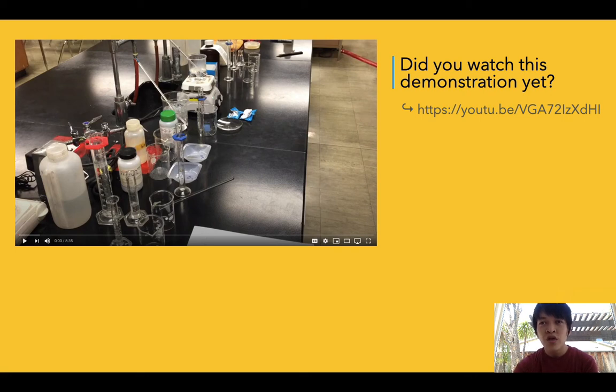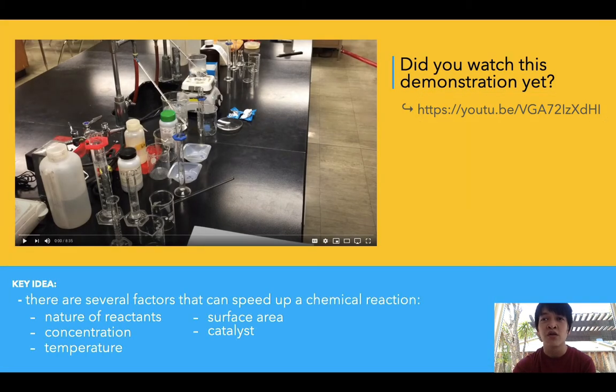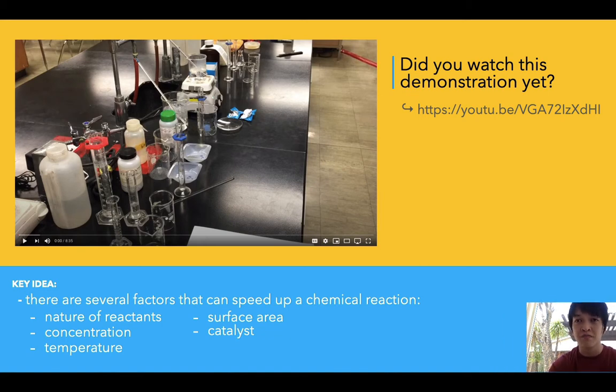Before watching this video, we should have already watched this other video that showed you the factors that affect the speed or rate of chemical reactions. If you haven't yet, then I encourage you to watch it. Just pause the video and type in the video link you see here. If you already saw this demonstration, then you should be aware that there are several factors that can speed up a chemical reaction. Things that you can actually change for a reaction are its concentration, its temperature, its surface area or shape, or by adding a catalyst if there is an available one for the reaction.